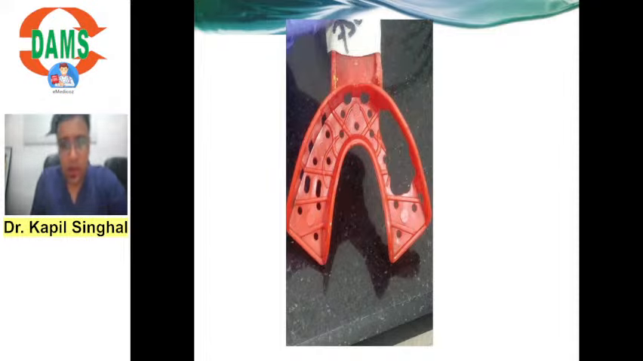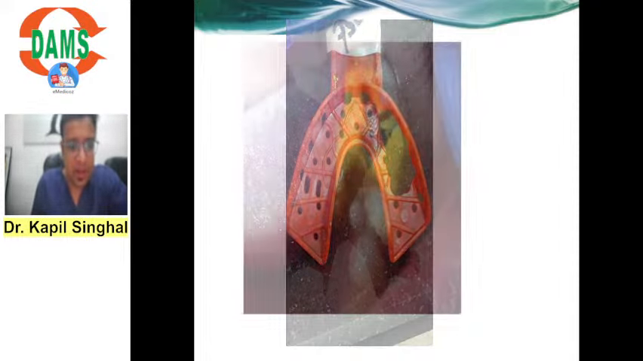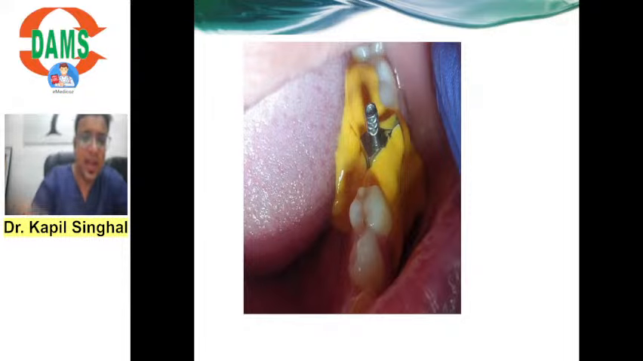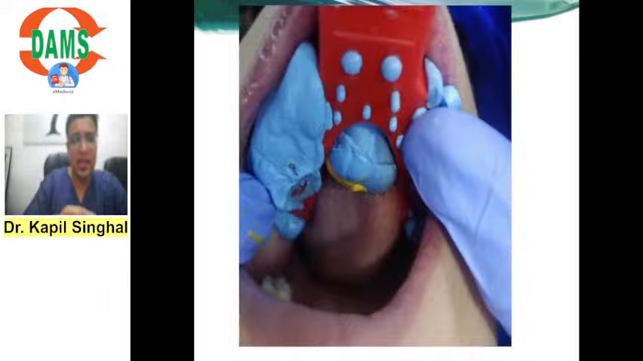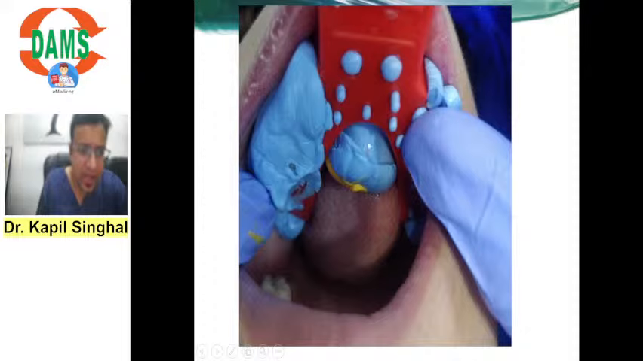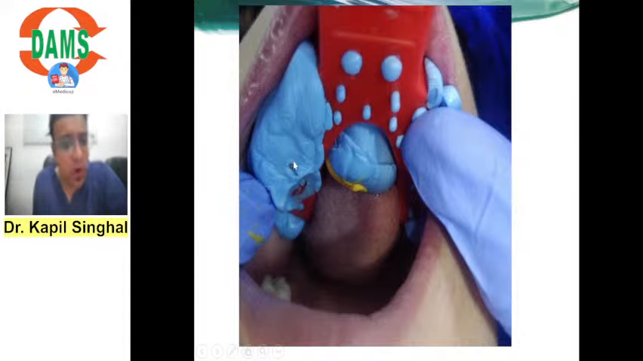Okay, so we'll take this plastic tray. I'll inject that light body around that impression post. My assistant will mix the putty and give it to me in the tray, and I'll insert that tray in the patient's mouth. Now, if you can see, this screw should be visible outside the patient's mouth through the tray. Jahan se humne tray ko open kiya tha wahan se woh screw visible hona chahiye patient ke oral cavity mein.